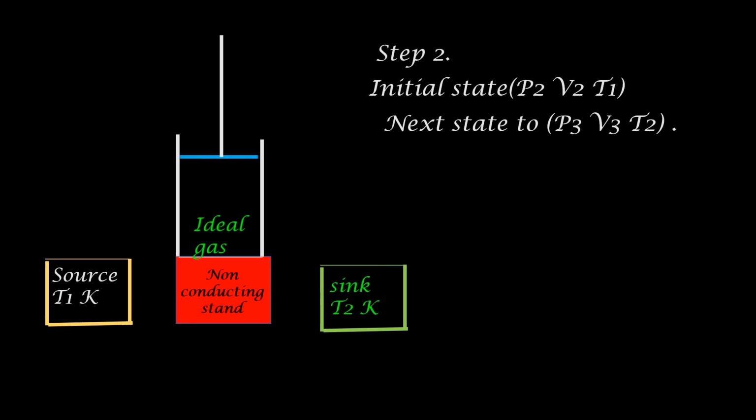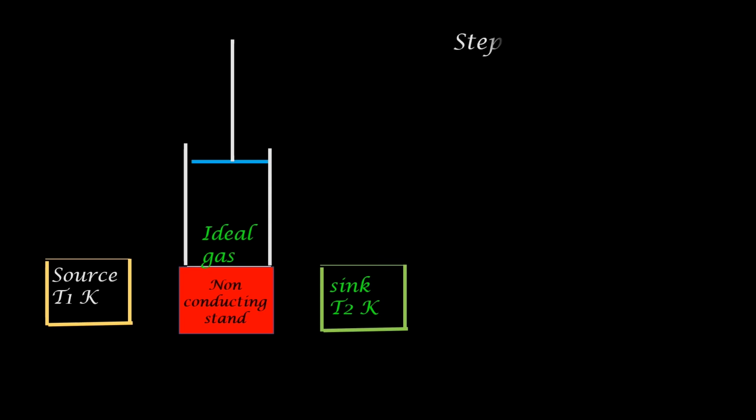The process that takes place here is adiabatic expansion. In the first step, isothermal work is done. In the second step, adiabatic work is done. Now we will see step 3.